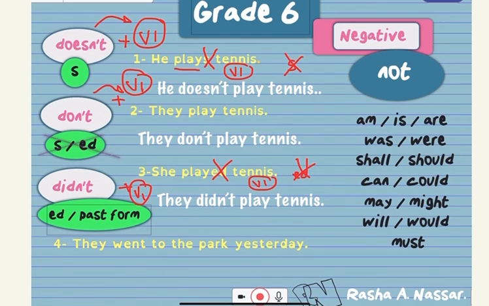Very good. Number 4, they went to the park yesterday. They went. So this is what? Where is the verb?